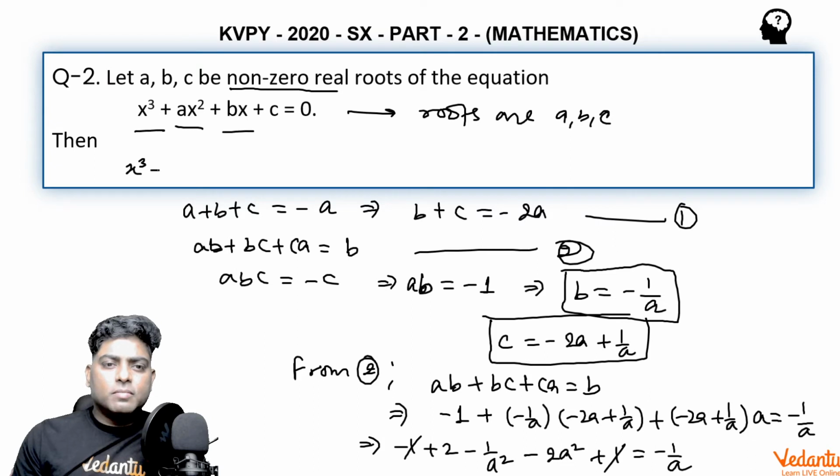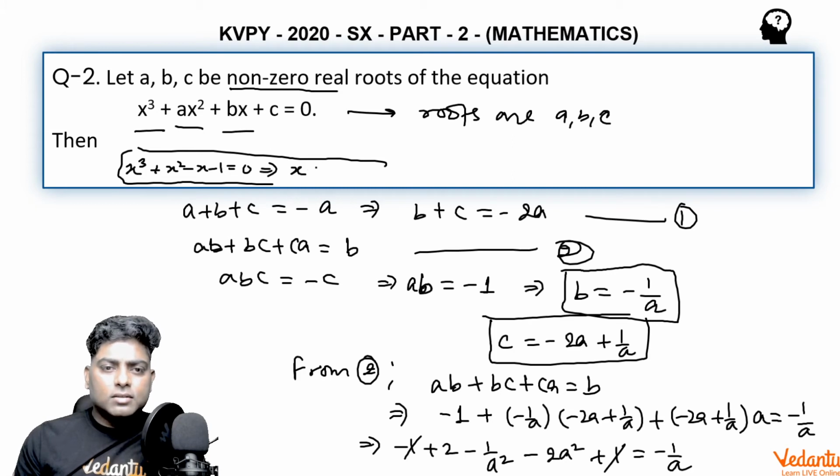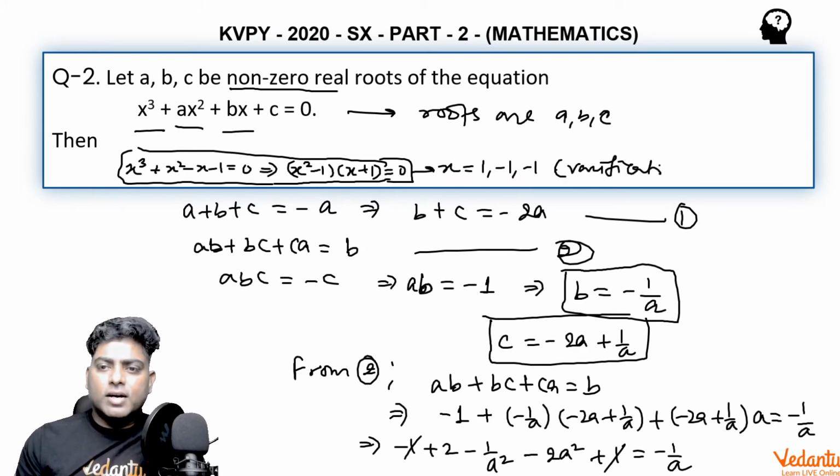x cube plus x square minus x minus 1. So verifying it, you take x square common now, x plus 1 minus 1, so x square minus 1 times x plus 1, so the values of x come out to be minus 1, 1, minus 1, minus 1 as a, b, c, right? So this is just the verification. It is not required, however.